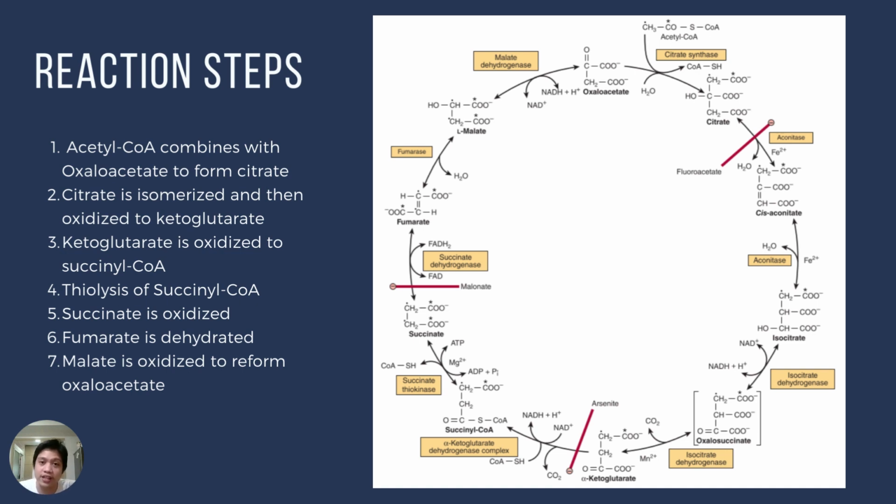So why is it called isocitrate? Because in citrate, the hydroxyl group is found in the central carbon, while in isocitrate, the hydroxyl group is now found in the terminal carbon.